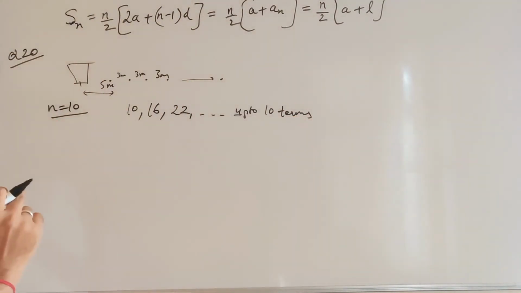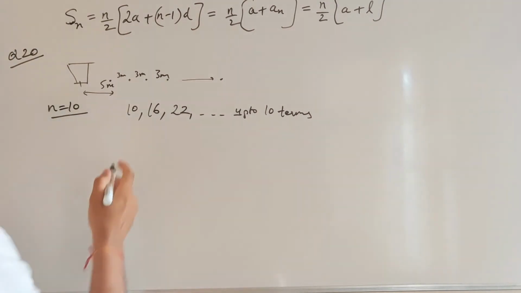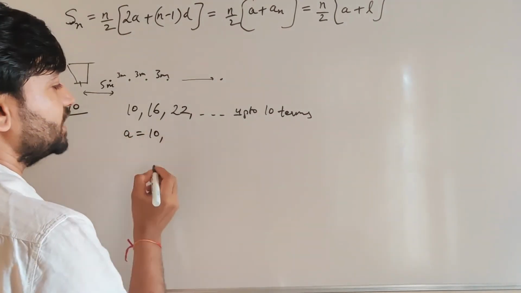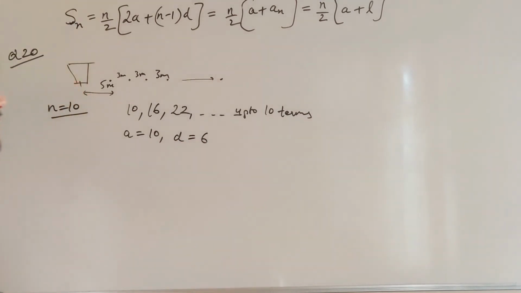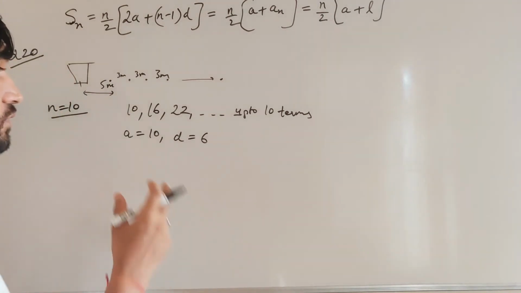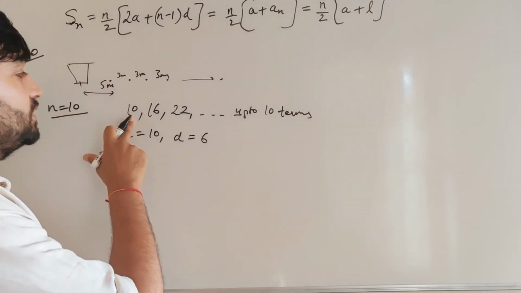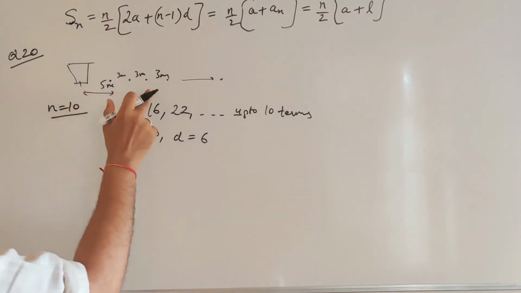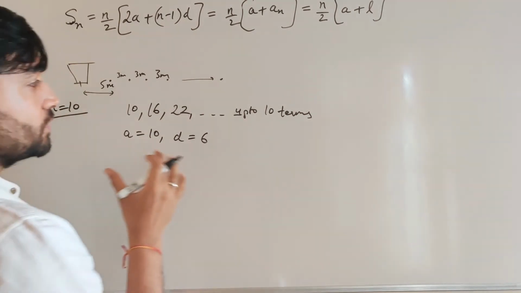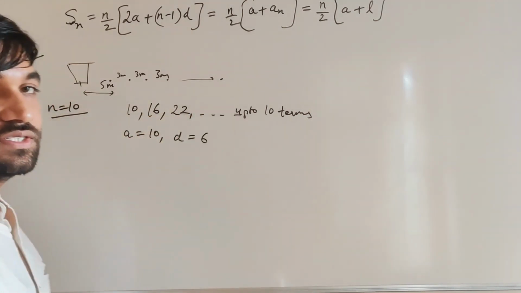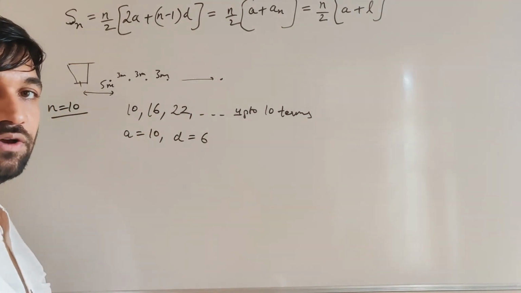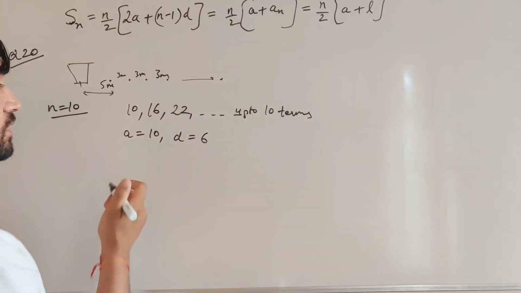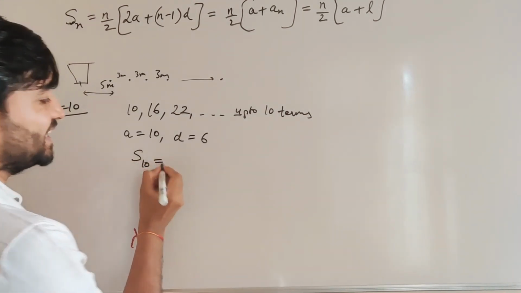N is 10 here. And from the AP, once we have the AP, we can write down the first term and the common difference, 16 minus 10. The question is asking for the total distance traveled. So the first time the competitor has traveled 10 meters, second time 16 meters, third time 22 meters, and so on. In total you have to find the sum of these distances traveled to pick up each of the potatoes. So you have to find S10 basically.